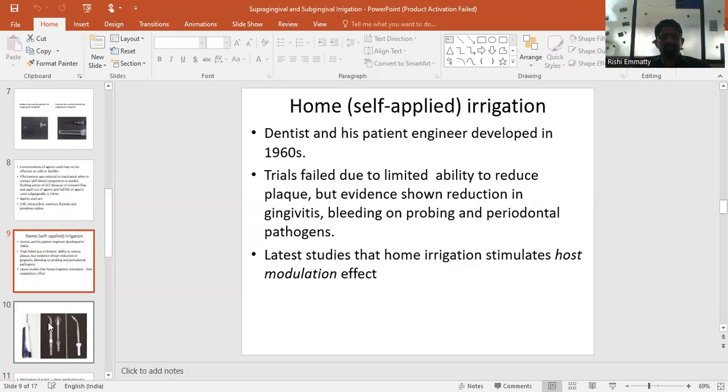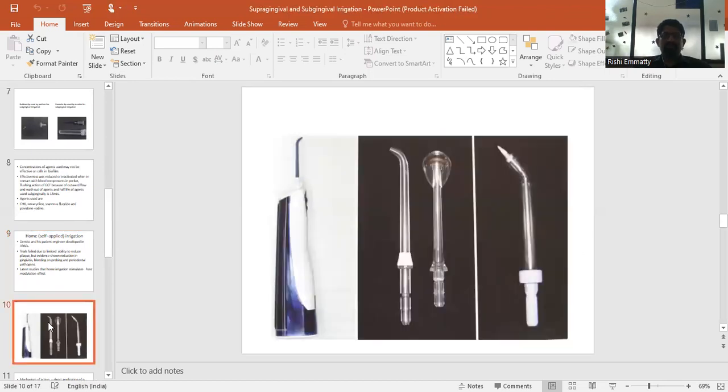And the latest studies show that home irrigation stimulates a post-modulation effect, because we do it clearly and thoroughly. It helps in reducing it. It stimulates the post-modulation effect.